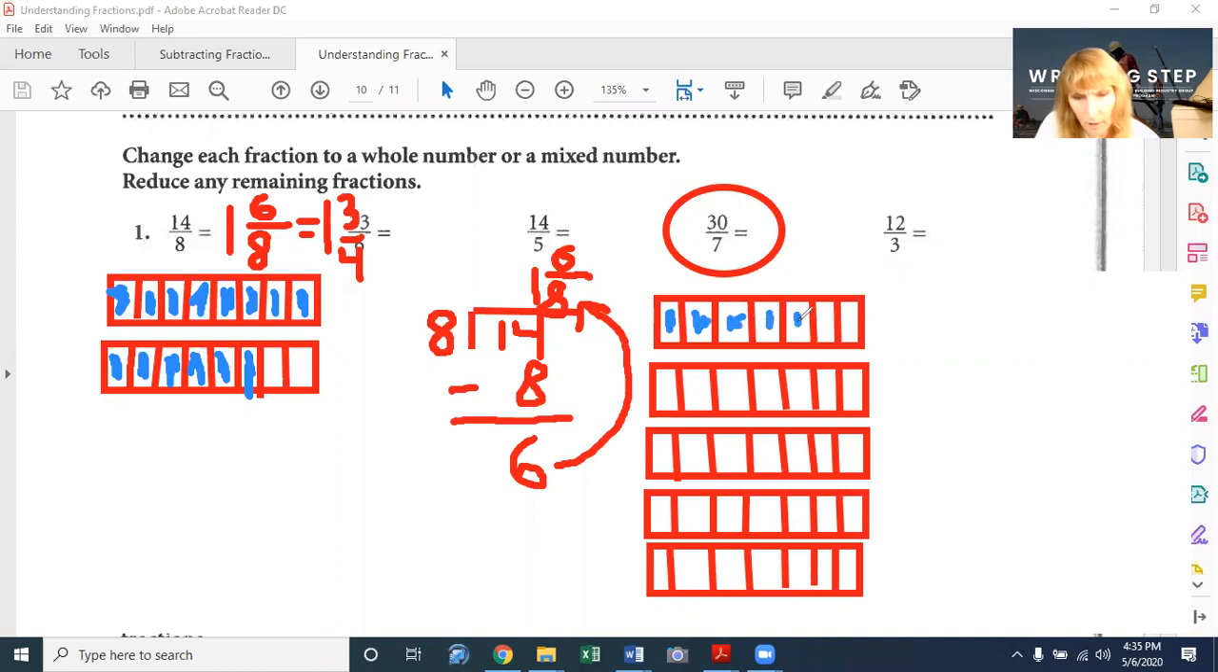This is 7, right? There's 7. Another 7 is going to give us 14. Another 7 is going to give us 21. Another 7 is going to give us 28. We're not there yet, right? And how many more pieces on the bottom do we have to color in? We have 28 right now colored in. Right, 2 more. 29 and 30.